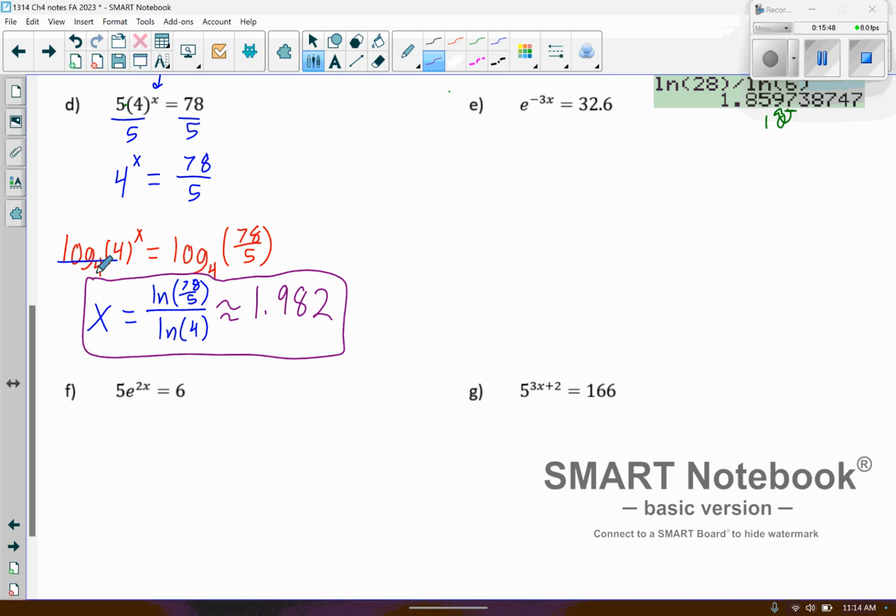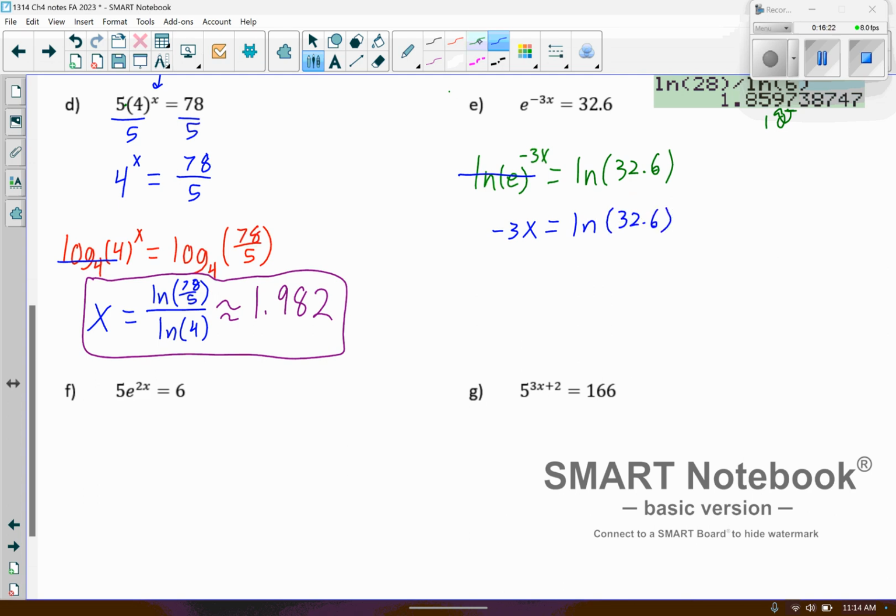Okay, on the next one, you can see that we have a base E. And so what we'll do here is we're going to take the natural log of both sides. So the natural log here and the natural log here of 32.6. And so once again, my base matches what I'm evaluating. So I'm going to cancel that out to simplify into my exponent, which is negative 3x. Then equals the natural log of 32.6.